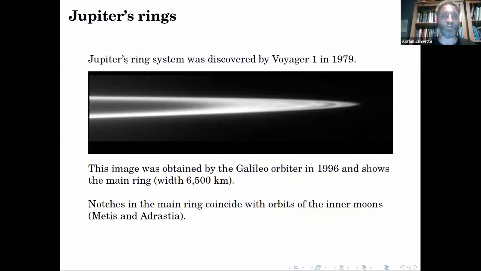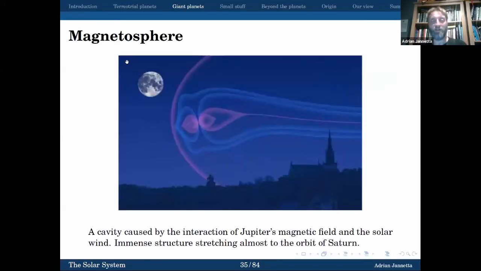It has a system of rings as well. They're not easy to see, and they weren't discovered until the Voyager spacecraft flew past in the late 70s. So this is a very tenuous series of rings, nowhere near as impressive as Saturn's rings, but they do exist. Jupiter has a magnetic field. If you could see it with your eyes, it would look that big in the sky. It's bigger than the sun, the magnetic field of Jupiter, and it extends almost all the way to the orbit of Saturn.